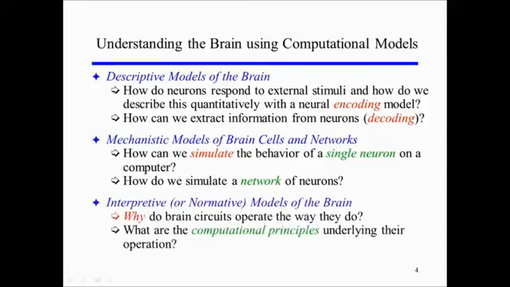The last type of models that we look at are called interpretive or normative models. So in this case, we're interested in understanding why brain circuits operate in the way that they do. In other words, we're interested in extracting some computational principles that underlie the function of a particular brain circuit. So we'll look at examples of all of these 3 types of models in the coming weeks.